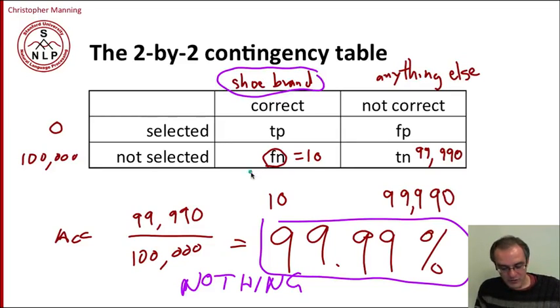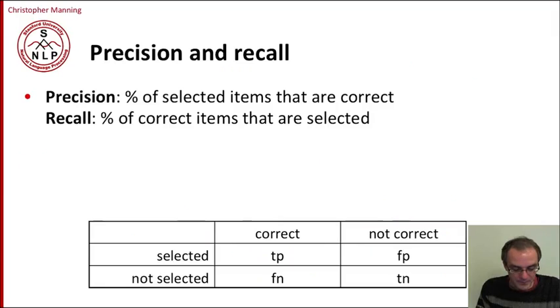So what's all important to us is the 10 tokens which are instances of shoe brands. And so what we want to do is come up with an evaluation metric that is much more focused on, are we detecting these very few words that are the names of shoe brands? And so that's what the measures of precision and recall do.